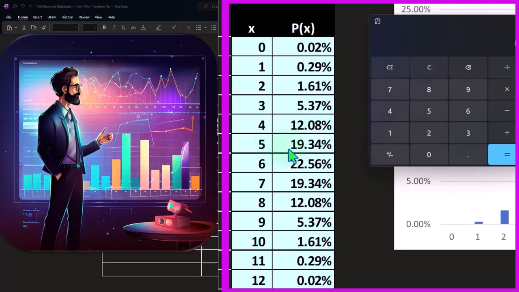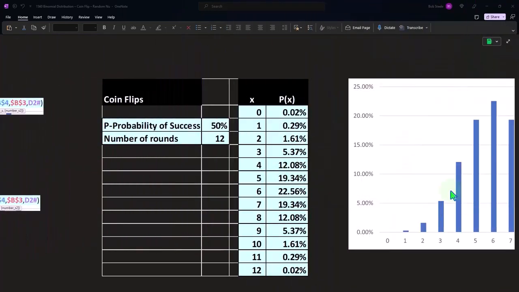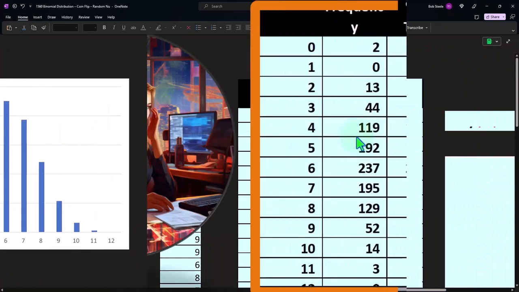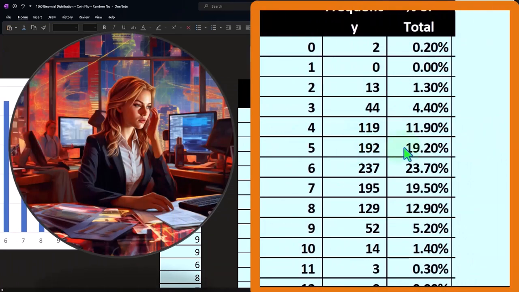I would say, okay, how many times would I get a 5 if I ran the test 1,000 times? 1,000 times the 0.1934 or so on, right? And over here, what we did is we actually ran the test and got the frequency, and then we divided by the total to get the percent of the total for that outcome, that 5.